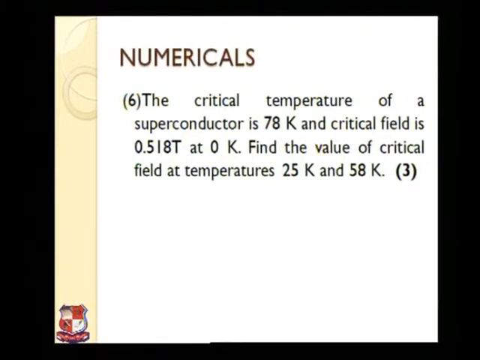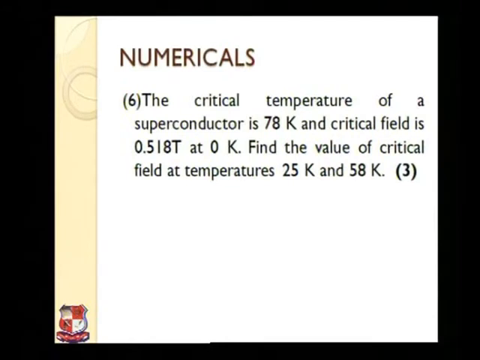In this presentation, you can see that the critical temperature of a superconductor is 78 Kelvin and the critical field is 0.518 Tesla at 0 Kelvin. Find the value of critical field at temperature 25 Kelvin and 58 Kelvin. This question was asked in GTU paper from the topic of superconductivity.